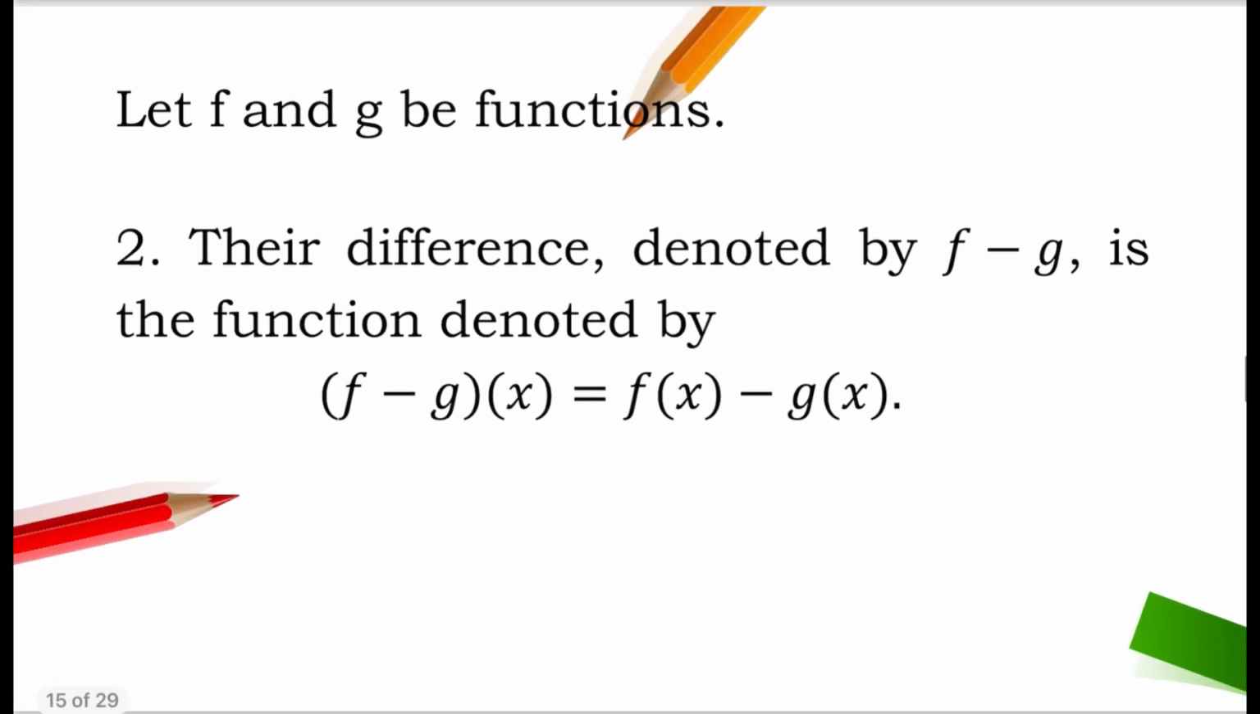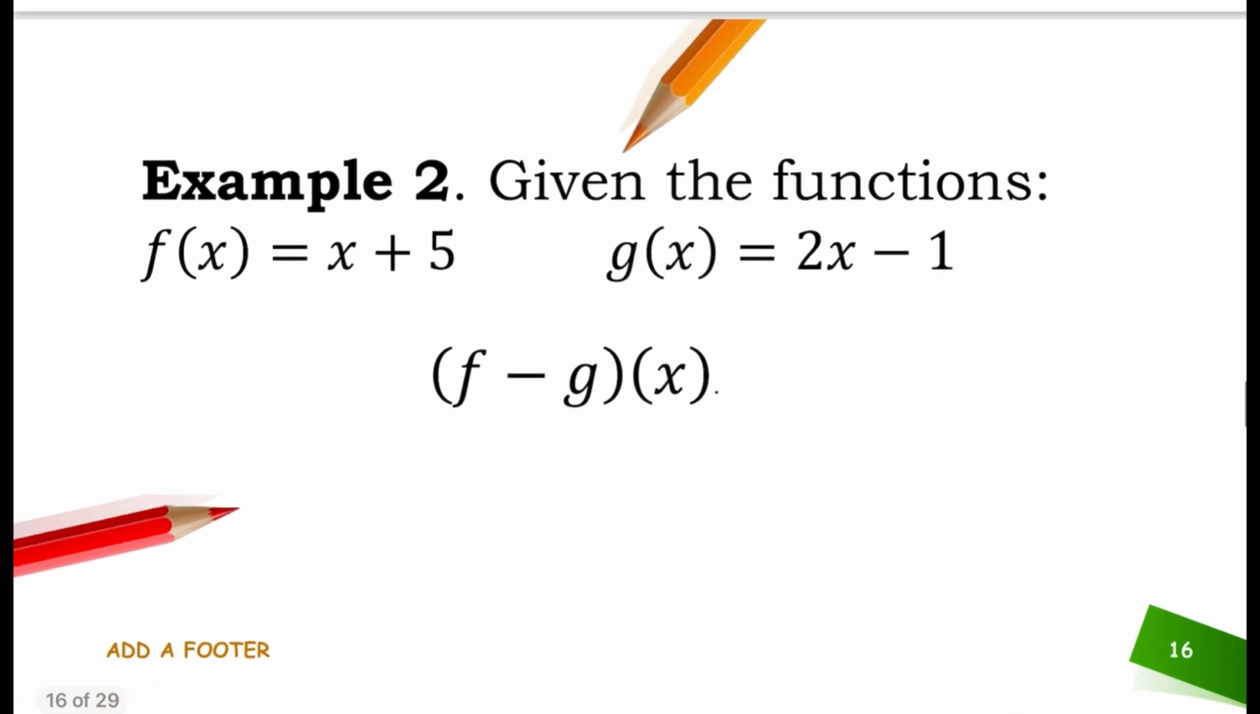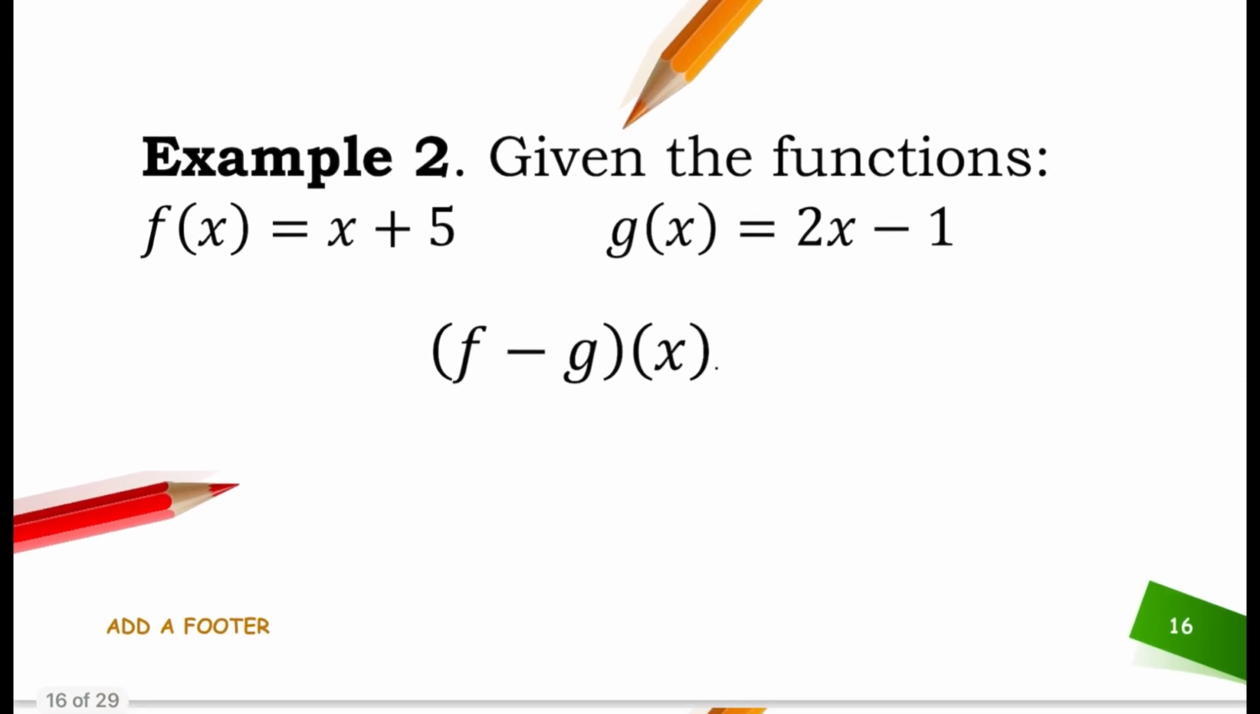Next, definition number 2. Let f and g be functions. Their difference, denoted by f minus g, is the function denoted by f minus g of x, equal to f of x minus g of x. Example number 2. Given the functions f of x equals x plus 5 and g of x equals 2x minus 1, find f minus g of x.